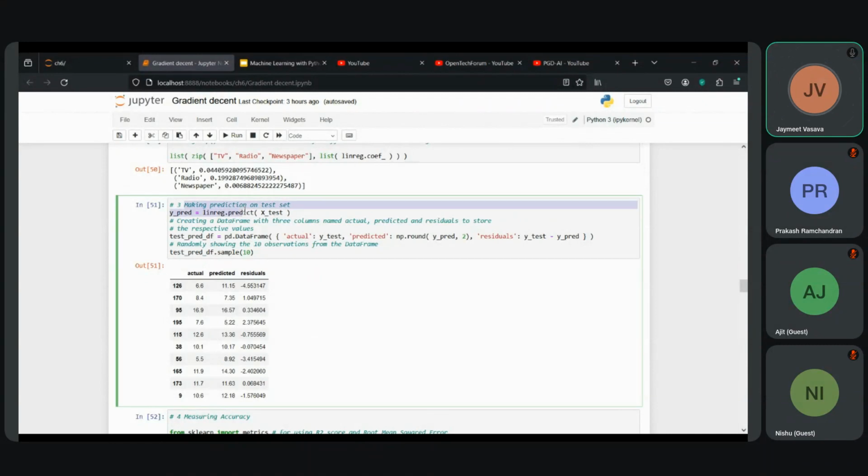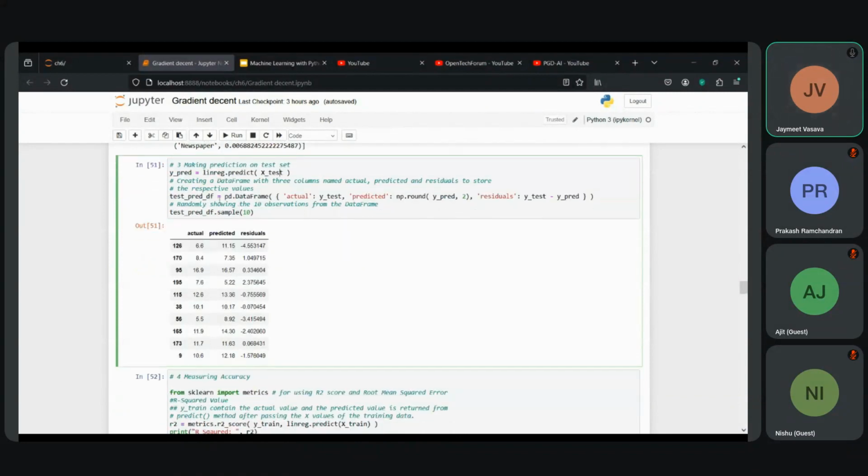Now, I'm making the prediction on test data, which is step 3. So making y pred on our linear regression model on the test set of X, and storing the result in the data frame, test pred df, and printing the 10 samples of the test pred df that we got. This is the output that we get.